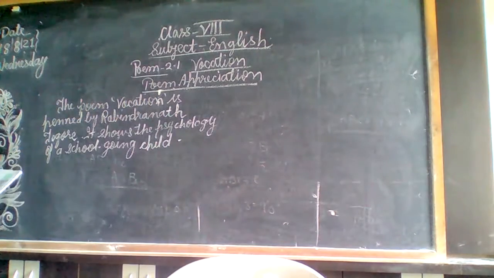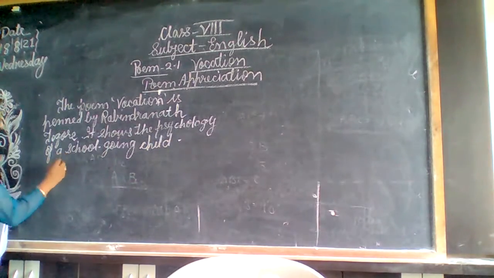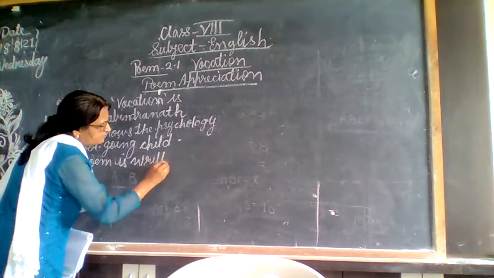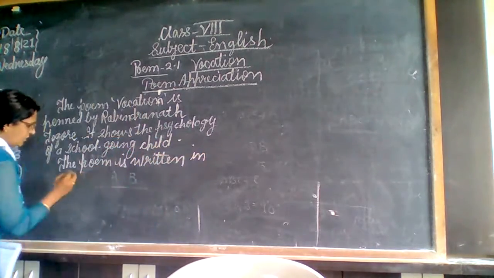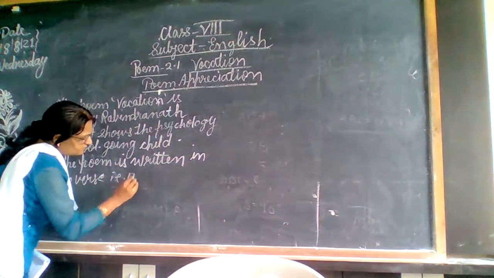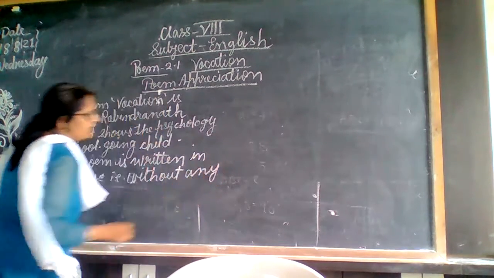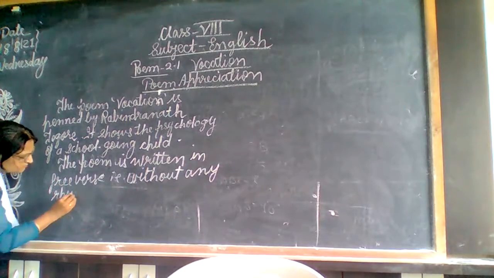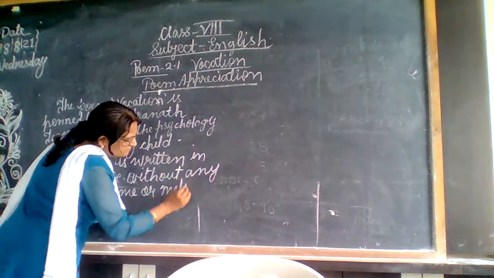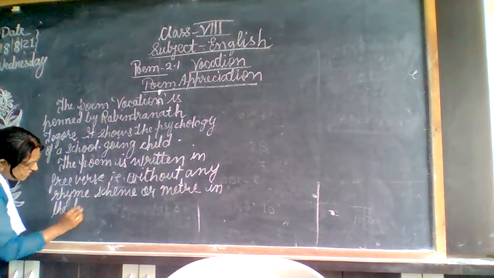In the second paragraph, you will write about the rhyme scheme and the figures of speech. The poem is written in three words, that is, without any rhyme scheme or meter in the lines.